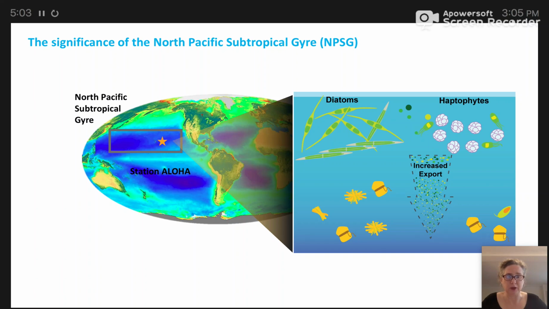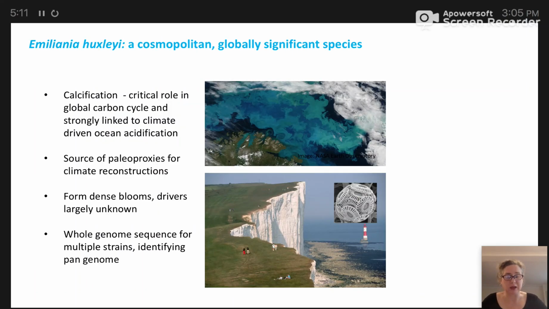and thus play a disproportionately important role in the carbon cycle dynamics of this region. Now, the species that I'm going to be talking about today is Emiliania huxleyi, or E. hux for short. It's broadly distributed and globally significant. It can form dense blooms, such as the ones shown from outer space here, and it's why the White Cliffs of Dover, shown here, are white.